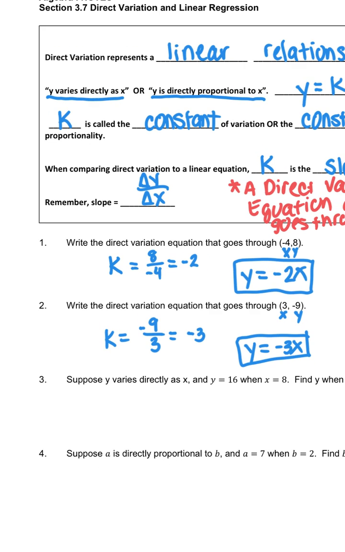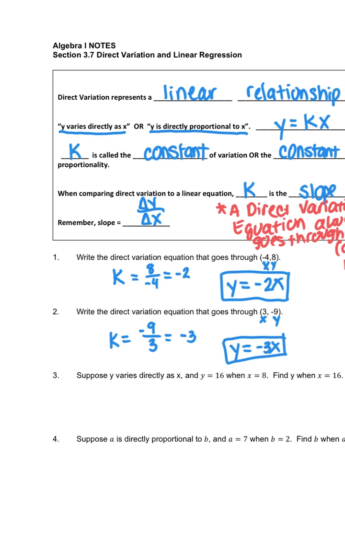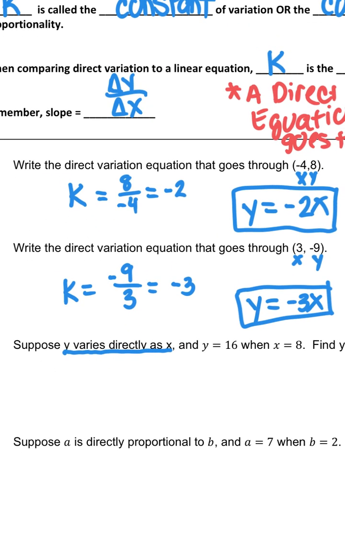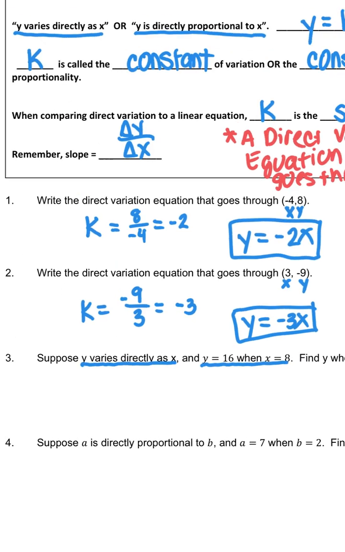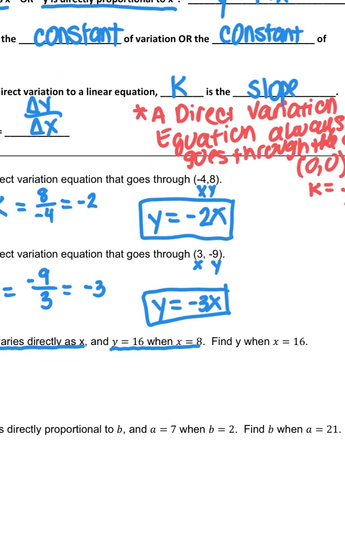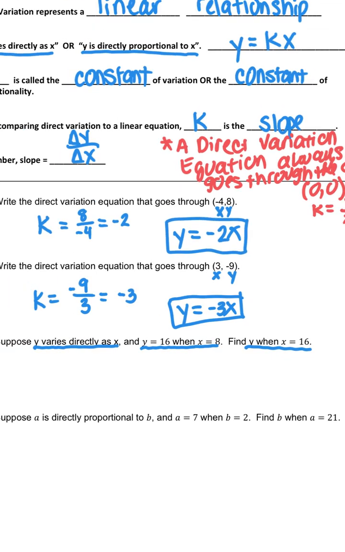Let's go ahead and go into number 3. Suppose y varies directly as x, and y equals 16 when x equals 8. So now it wants us to find y when x equals 16. So let's go ahead and set this up.